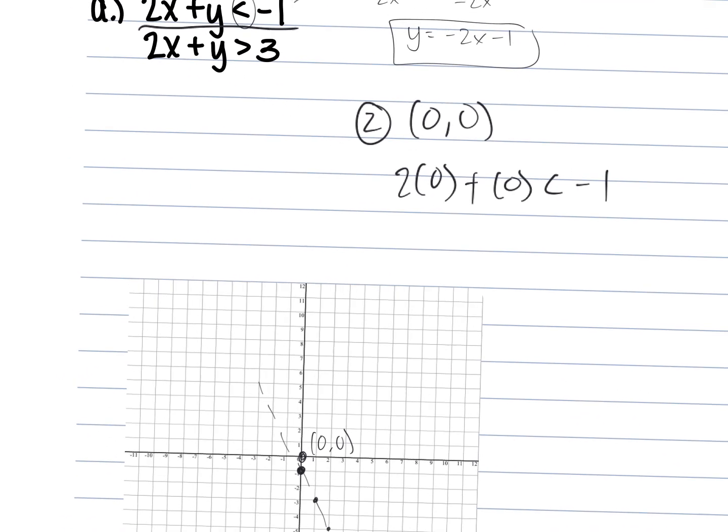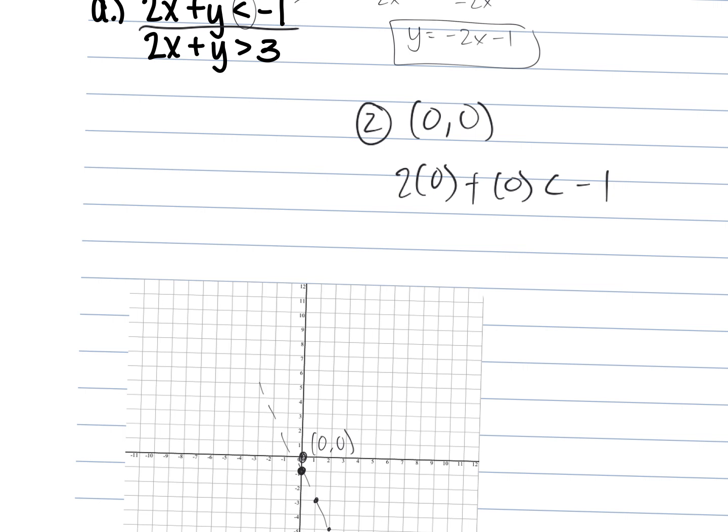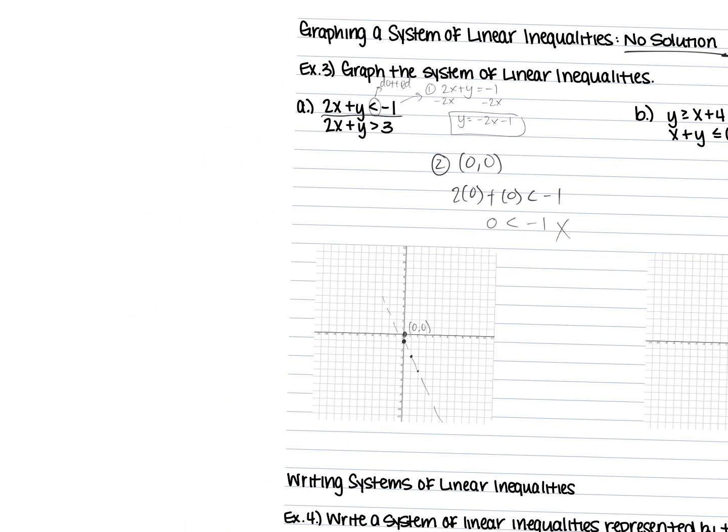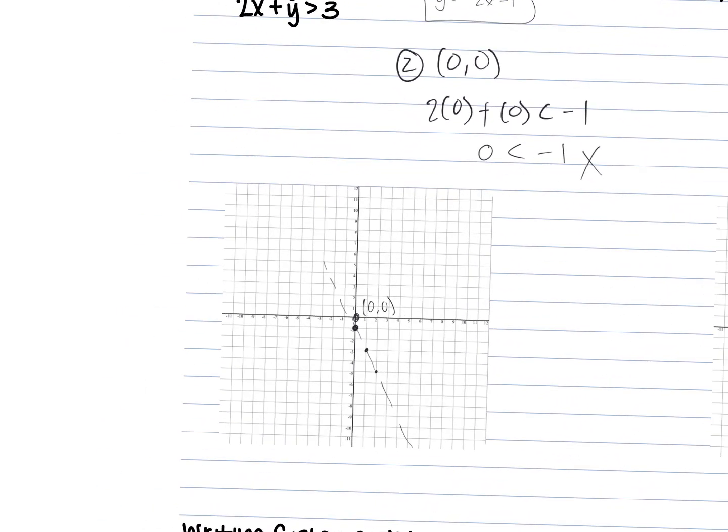What's 0 times 2? 0. What's 0 plus 0? 0. Is 0 smaller than -1? No. So what happens when it's not true? You have to shade the opposite side. Excellent. Shade the opposite side. So we're going to shade the bottom part of this dotted line.